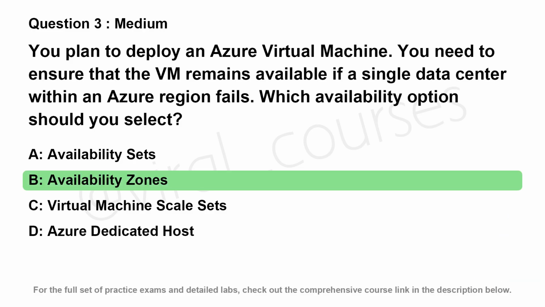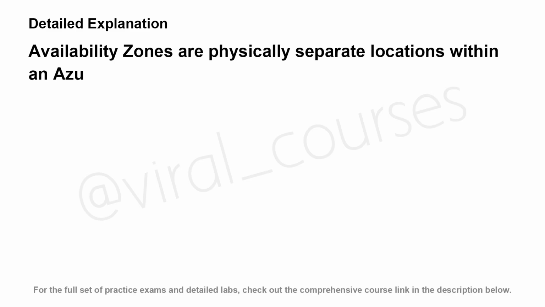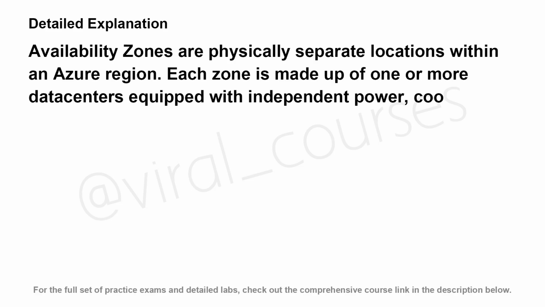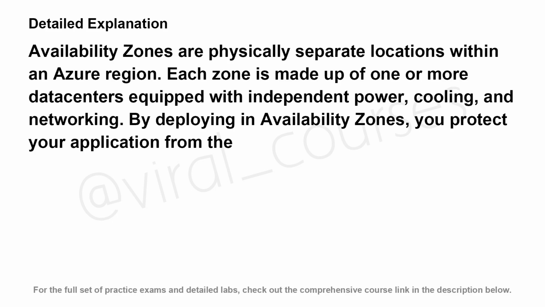The correct answer is B. Availability zones are physically separate locations within an Azure region. Each zone is made up of one or more data centers equipped with independent power, cooling, and networking. By deploying in availability zones, you protect your application from the failure of an entire data center.